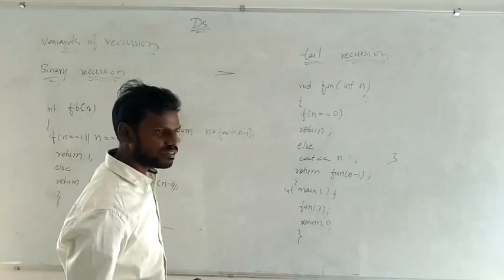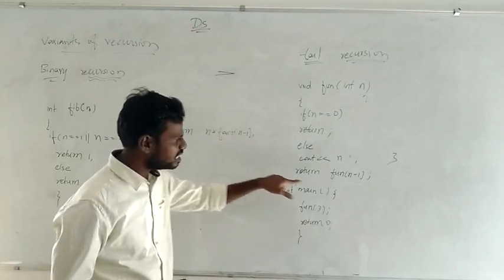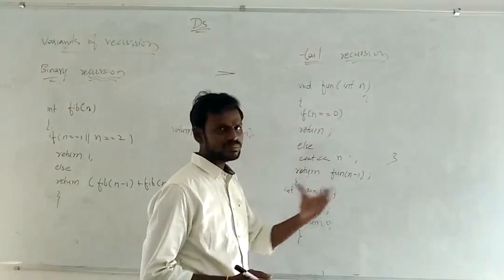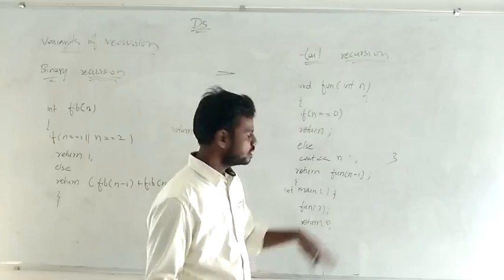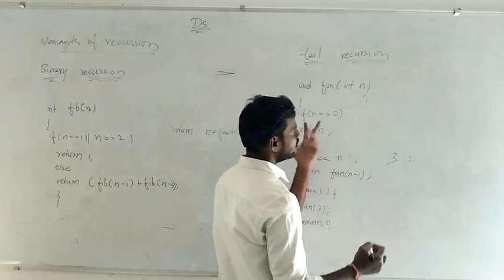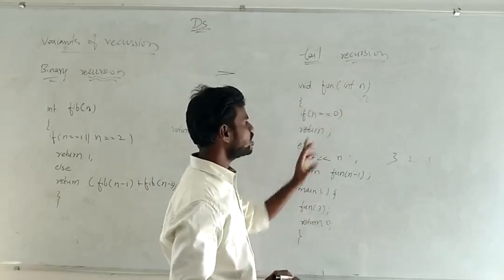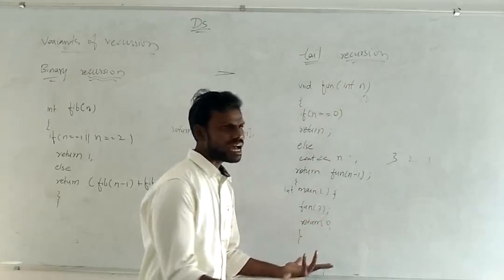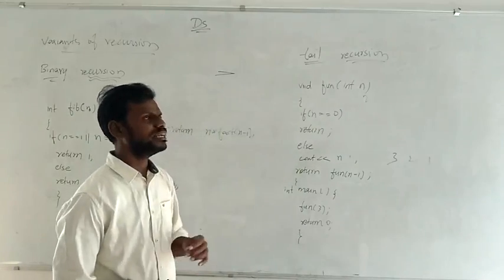In a factorial function, I am having an evaluation: n into factorial of something. But in this case, I am not having any evaluation. The last step is the step where I am making my function call. After this I will be calling the function again, it will be printing 2, then calling the function again, it will be printing 1, and again it will become 0. When it is 0, I will be returning nothing. After the function call of the last one, we are not having anything to evaluate, so it is called tail recursion.